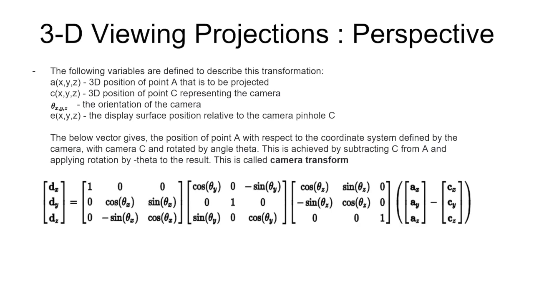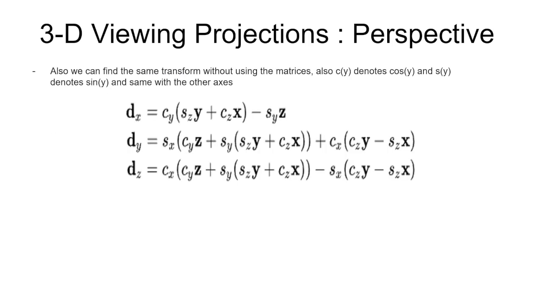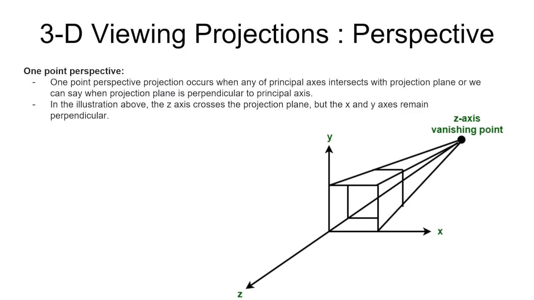So this matrix is essentially just subtracting c from a and applying a rotation of negative theta to the result. This is called the camera transform, and this is the formula for that. There is also one more vector formula, which we'll see in the next slide. We can also get the same values without using the matrices. Also, in this formula, cy denotes cos y and sy denotes sin y, and it's the same with the other axes. And there are different types of perspectives here.